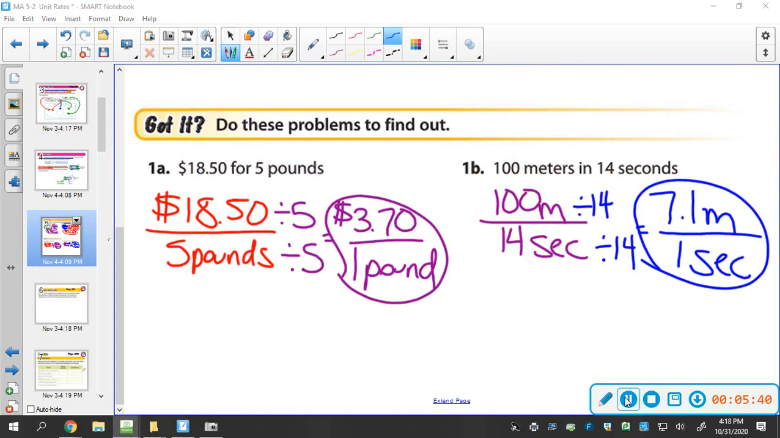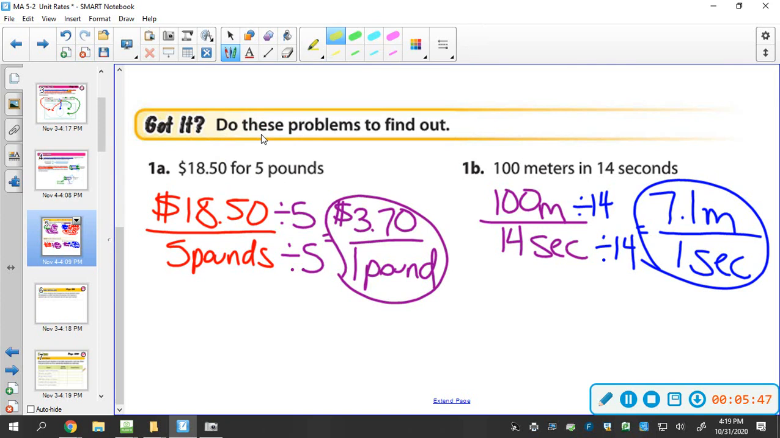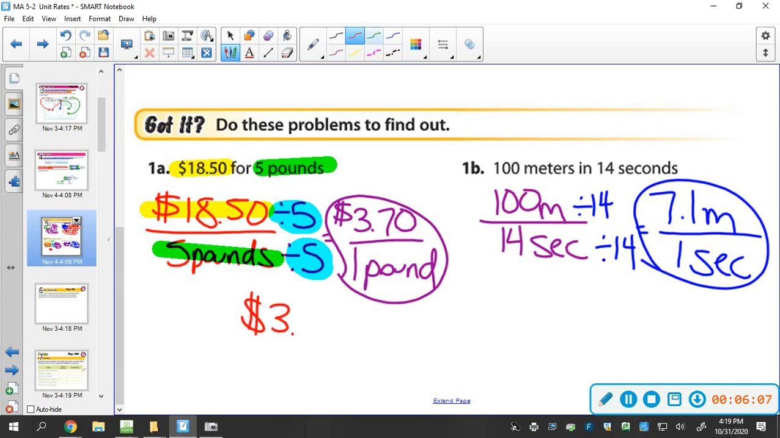Alright, so 1A says $18.50 for 5 pounds. So notice we put our $18.50 on the top, we put our 5 pounds on the bottom. We want to be able to get it to 1, so you always divide by that bottom number. So that would give me $3.70 per pound. Remember, when you are writing money, you cannot write it with 1 decimal place. It always has to have 2 decimal places, so make sure you add that 0 in.